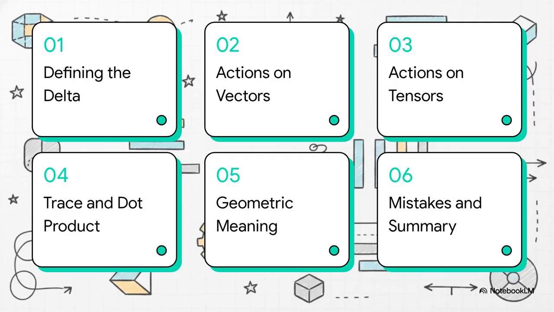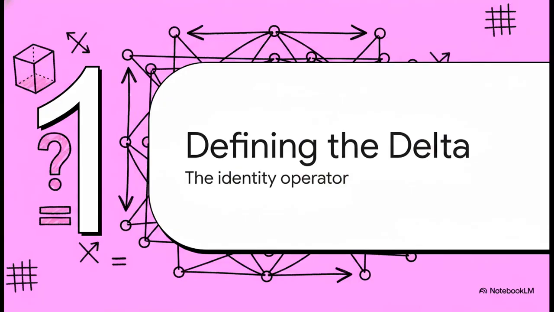Here's what we're looking at today. We'll start by defining the Kronecker delta, check out its identity actions on vectors and tensors, look at traces and dot products, cover some key identities and geometric meanings, and finally, wrap up with common mistakes. All right, let's jump right in.